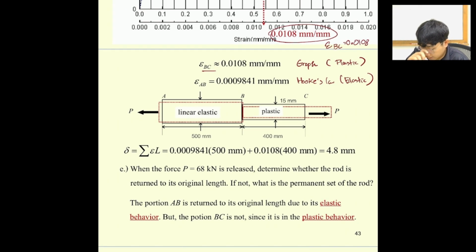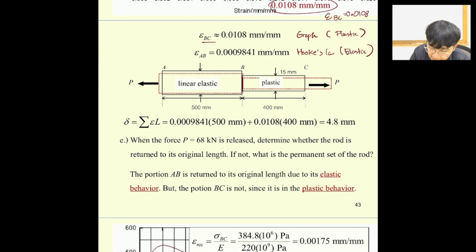Okay, and next, if we know that this rod BC is going to be plastic, AB is going to be linear elastic, after we release the load, which one has no deformation? Rod AB or BC? It's going to be AB, right? Which means rod BC is going to have or experience some permanent set, permanent deformation.